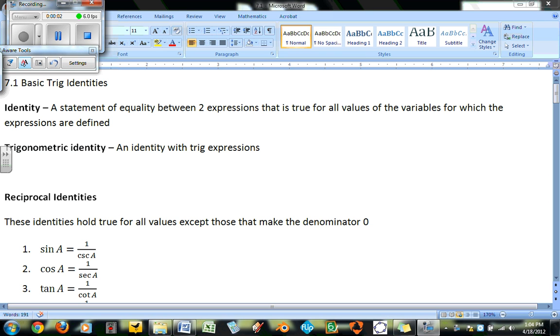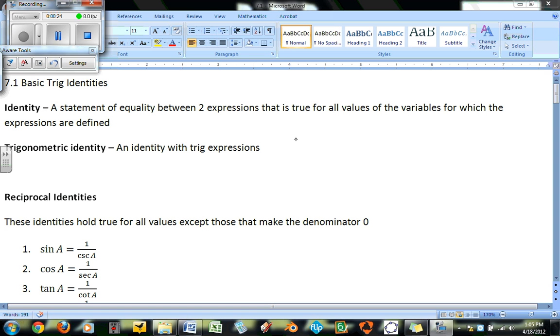Section 1 of Chapter 7 is basic trig identities. An identity is a statement of equality between two expressions that is true for all values of the variables for which the expressions are defined. So what it's saying is when we are solving identities, we want to make both sides of the equal sign true. And a lot of times they'll say prove that this identity is true.